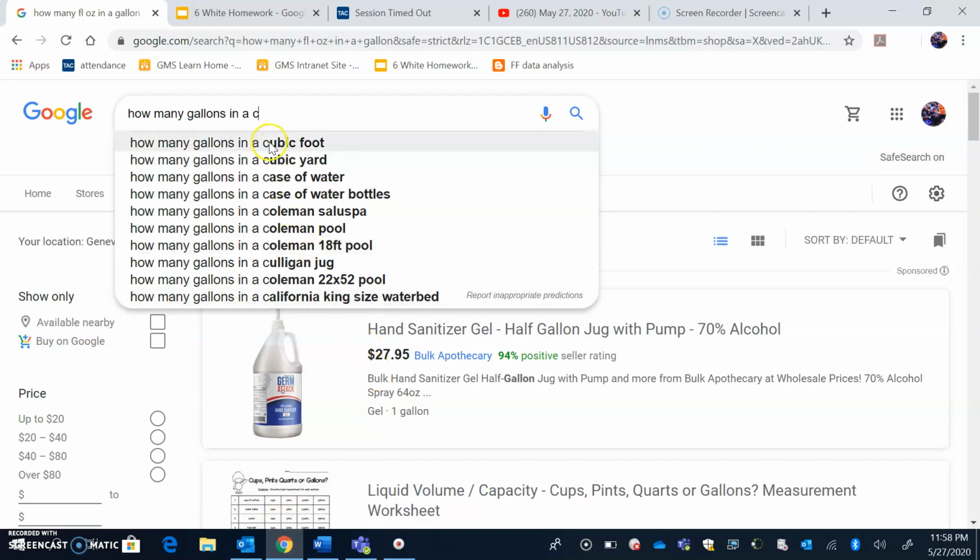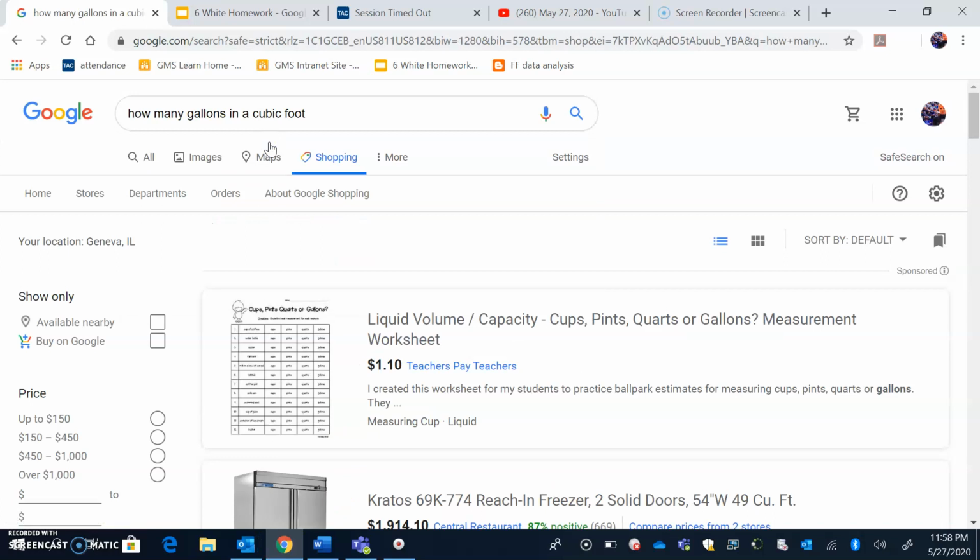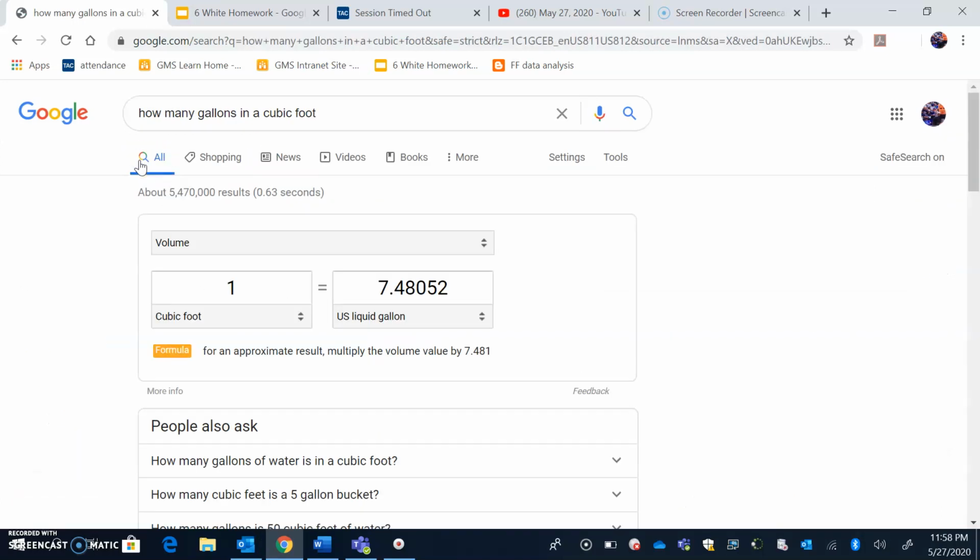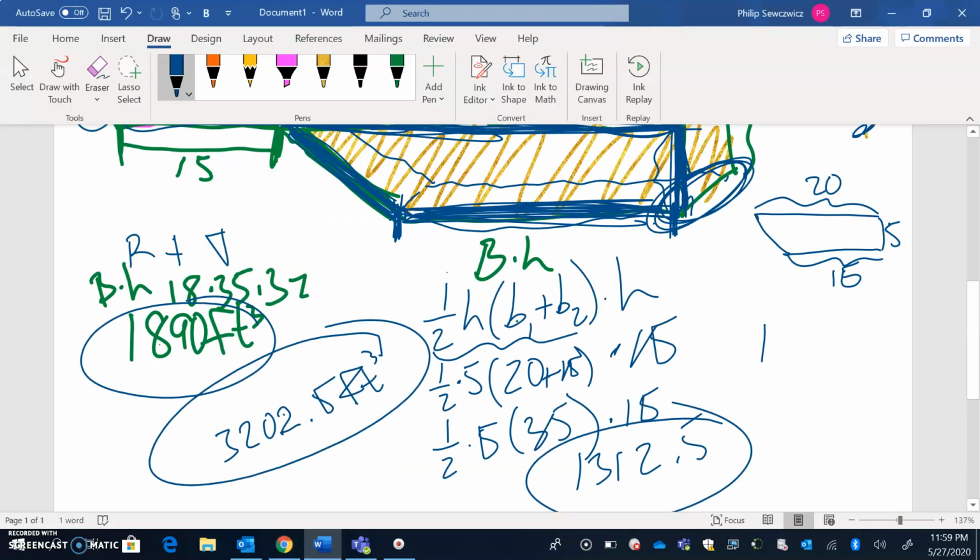There it is, cubic foot right there. My goodness. Here we go, 7.4. So in 1 cubic foot, it's 7.4. So again, here's where my ratios come into play. Because it's 1 cubic foot, and we'll round here, we'll say 7.5. All right. So 1 to 7.5.